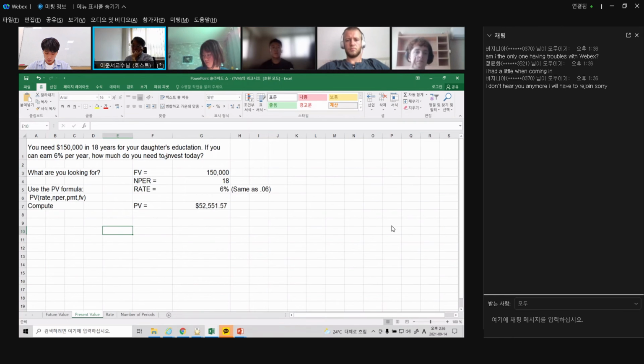$150,000 in 18 years. And if you can earn 6% per year, how much do you need to invest today? So we want to know how much money we need to invest if we want to get $150,000 18 years later on. Okay, that's the question, if the interest rate is 6%. So this question is asking what? To solve present value, right? $150,000 in 18 years is going to be what amount today, if the interest rate is 6%.